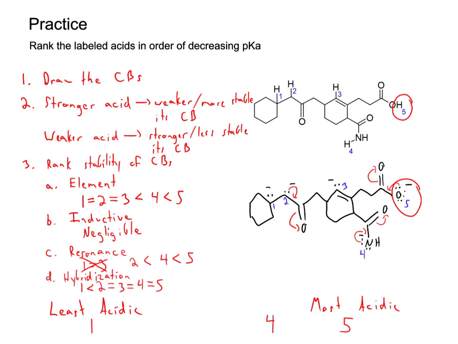Then when we compare 2 and 3, 2 had the stabilization from resonance. 3 had no resonance. So that means that 2 was the most stable conjugate base when compared to 3. So that means that conjugate base number 2 being more stable than conjugate base number 3 means that acid number 2 was more acidic than acid number 3.